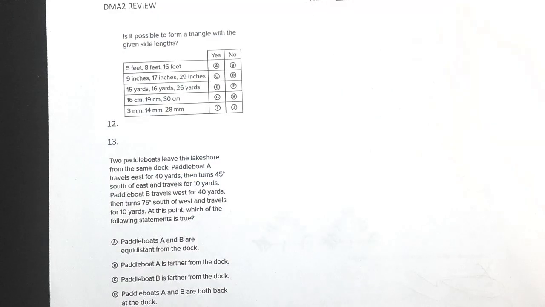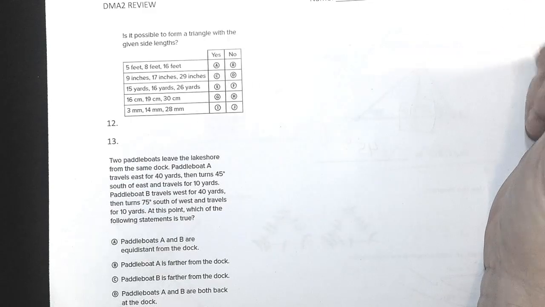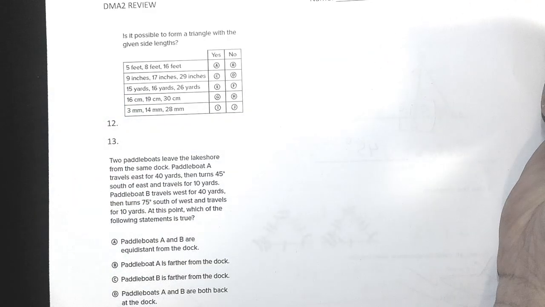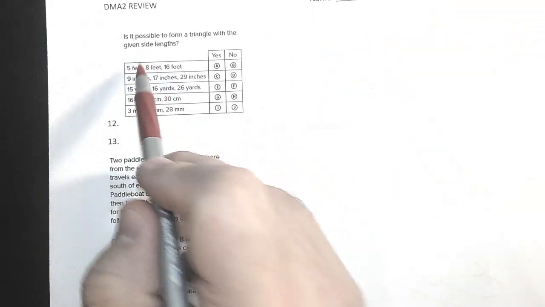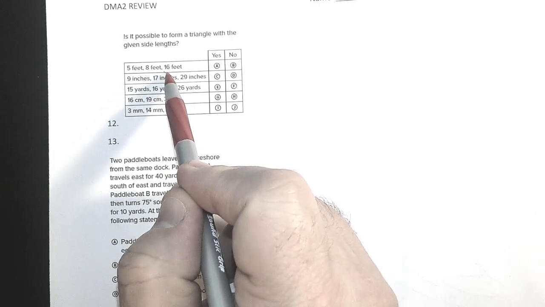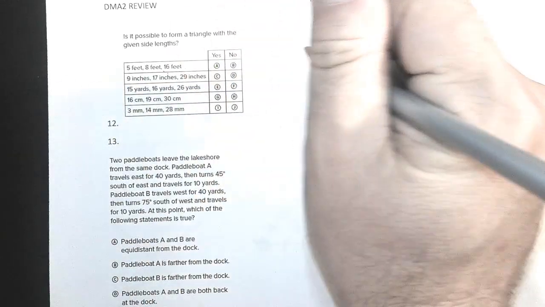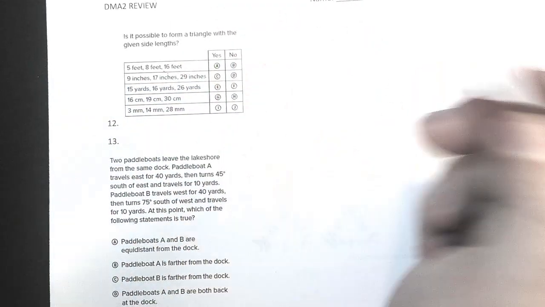So number 12, top of the back page. Is it possible to form a triangle with the given sides? So we learned that any 2 sides of a triangle are greater than the 3rd side. So we add the 2 small numbers. If they're greater than, it's a triangle. If it's less than or equal to, it's not.